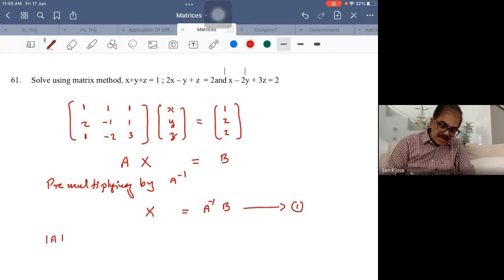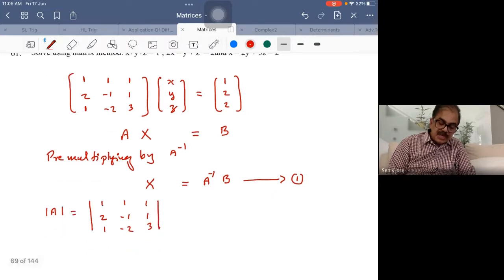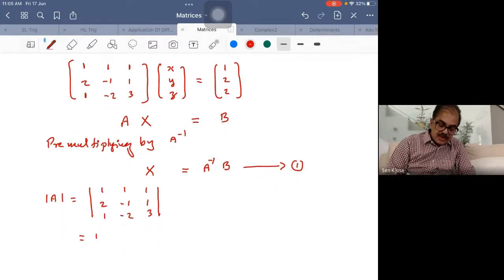For that, first I need determinant A. So determinant A is the determinant of 1, 1, 1, 2, minus 1, 1, 1, minus 2, 3. And then you should start expanding. So 1 into, start expanding.